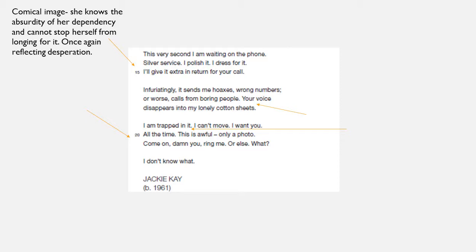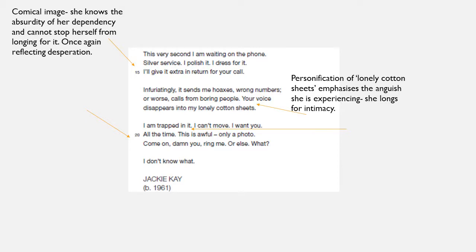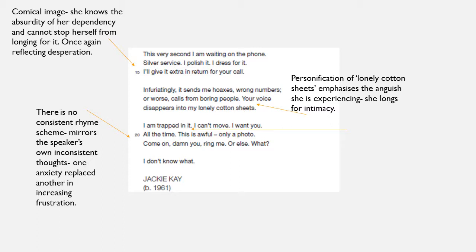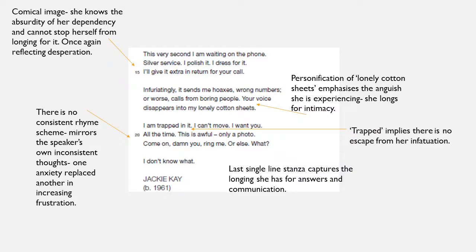So you've also got a comical image here. She knows the absurdity of her dependency and cannot stop herself longing for it, again reflecting desperation. You've got the personification of lonely cotton sheets, emphasizing the anguish she's experiencing. She longs for intimacy. Instead, she is simply sitting by the telephone, imagining the life she could have, the life she wants, but she doesn't have. There's no consistent rhyme scheme, which mirrors the speaker's own inconsistent thoughts. One anxiety is replaced by another, in increasing frustration. "Trapped" implies there is no escape from her infatuation. And the last single line captures the longing she has for answers and communication.